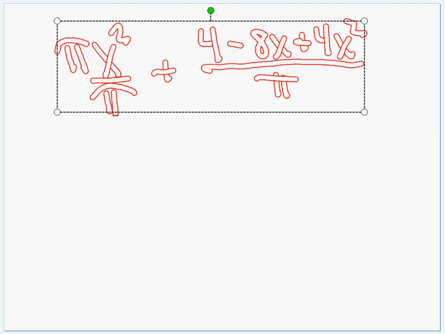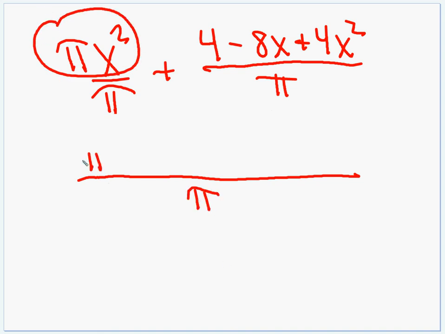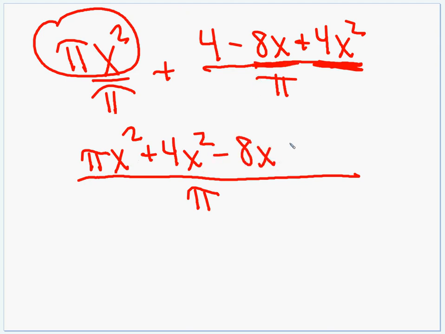So, see here, one big denominator. We've got common denominator pi. Upstairs, we've got a pi x squared, and I'm going to put plus 4x squared next, plus 4x squared. And then we've got a minus 8x, and a plus 4. And that's all over pi.